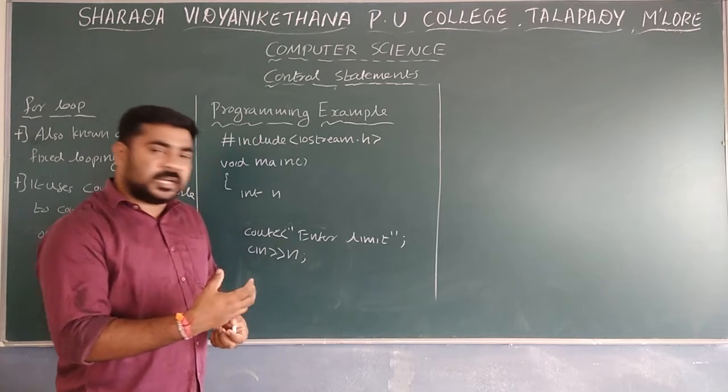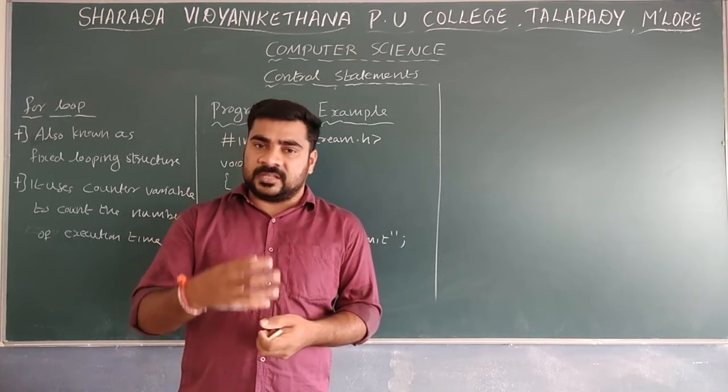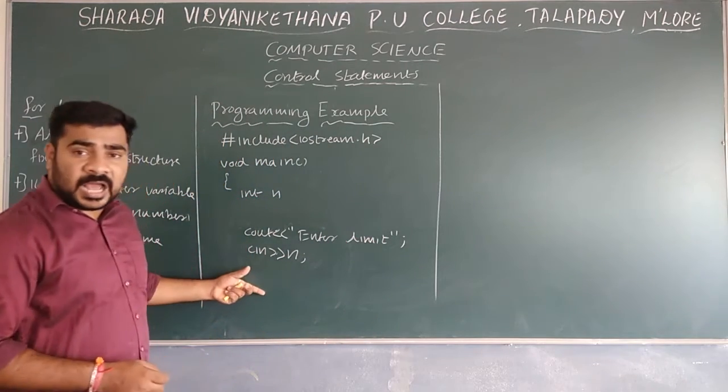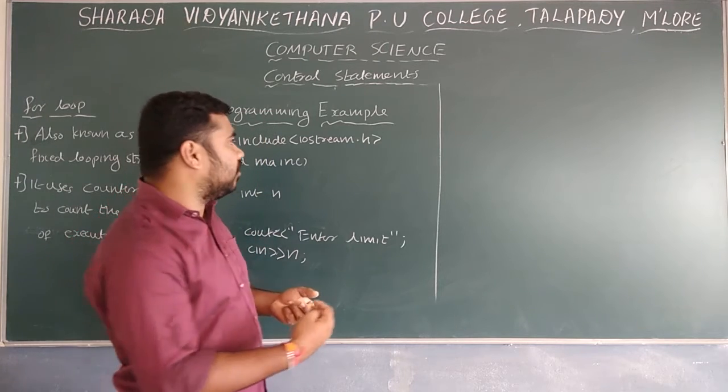You can enter the limit, say 10 numbers. If you give 20, it means the first 20 numbers will be displayed. If you give 30, the first 30 numbers will be displayed. For that purpose you can use this. Then after that you can display the value. So if you give n numbers, then you want to display the values.